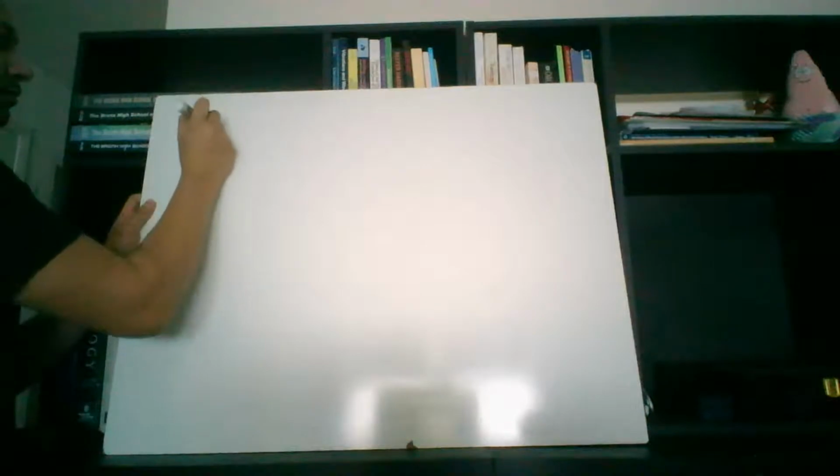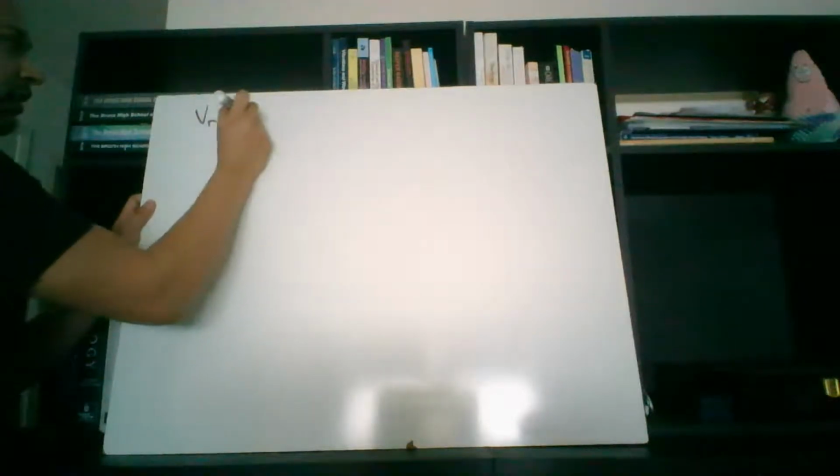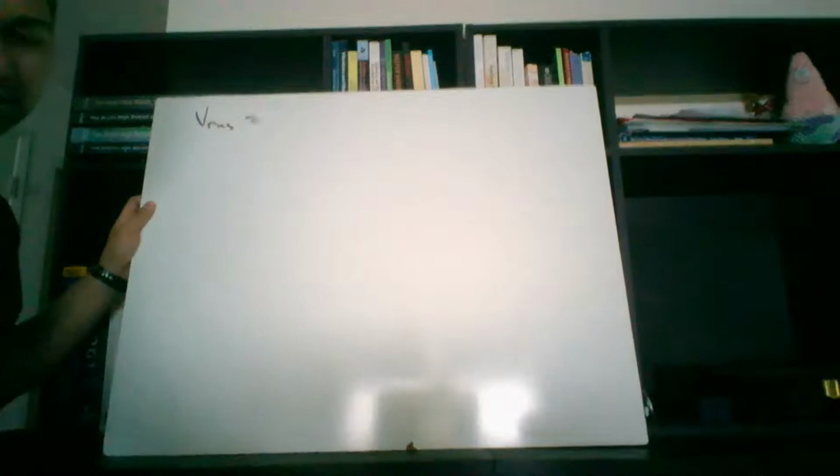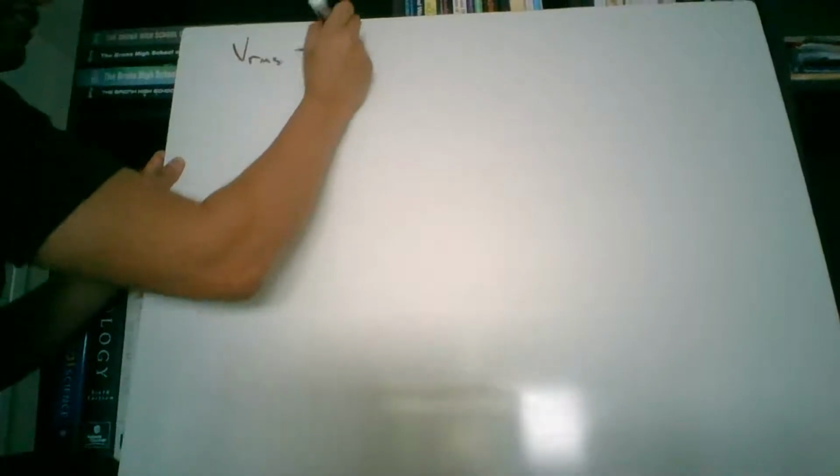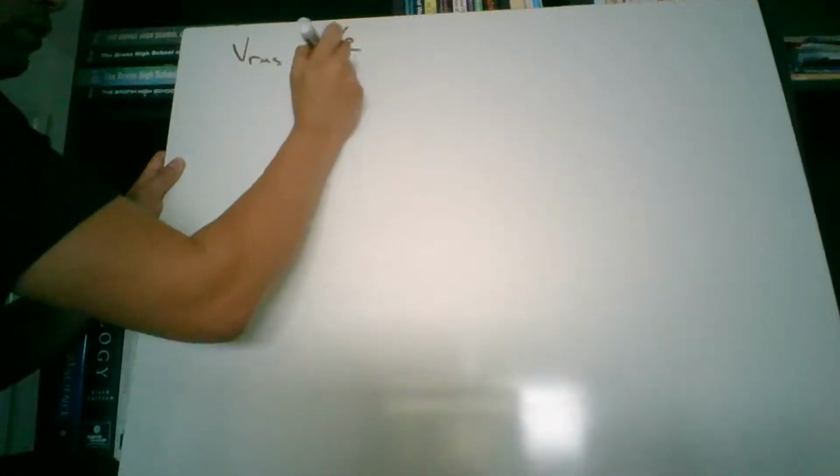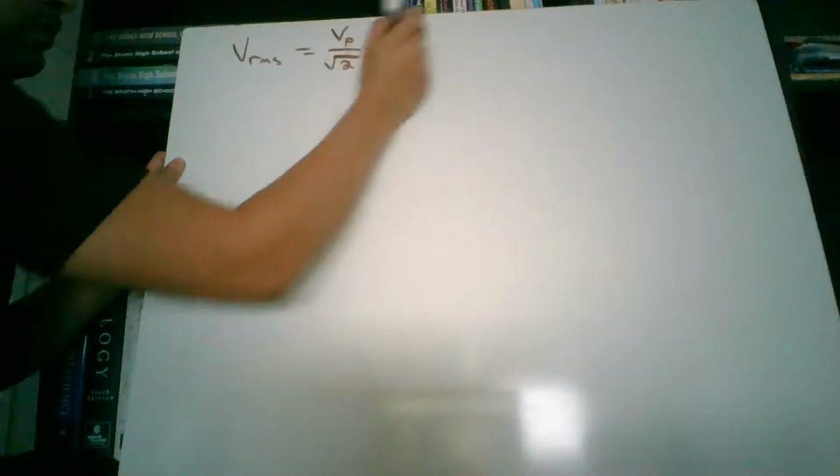We're going to quickly review some of the stuff that we've learned already and then go from there. All right, so here are some of the things that we know so far. The first is the root mean squared voltage, or the voltage RMS, and that's equal to, now I'm going to write it a little bit differently than I normally do, VP over square root of 2.